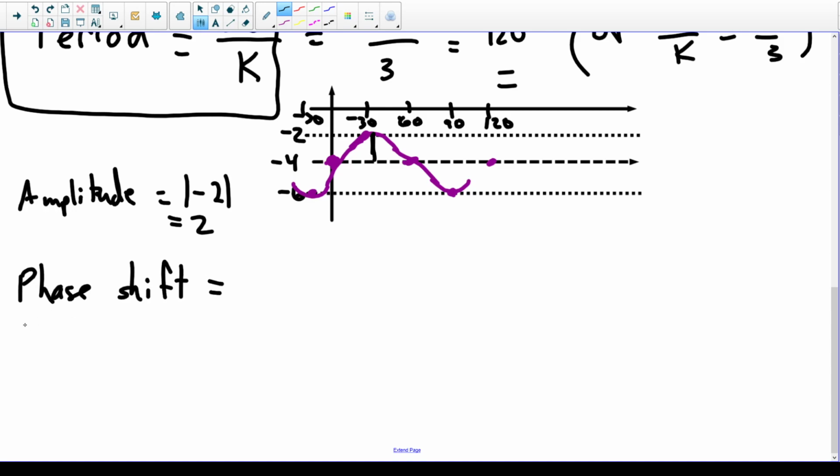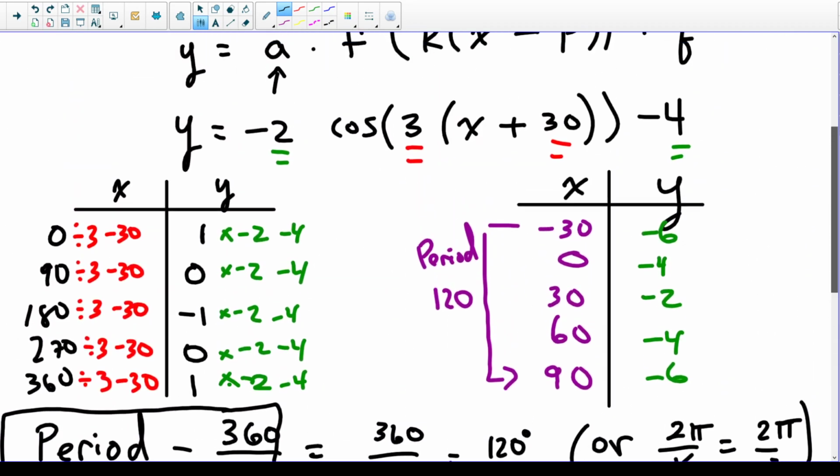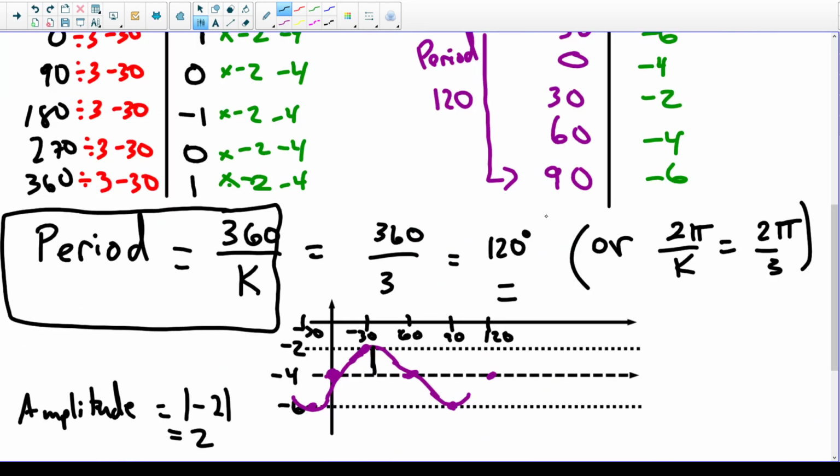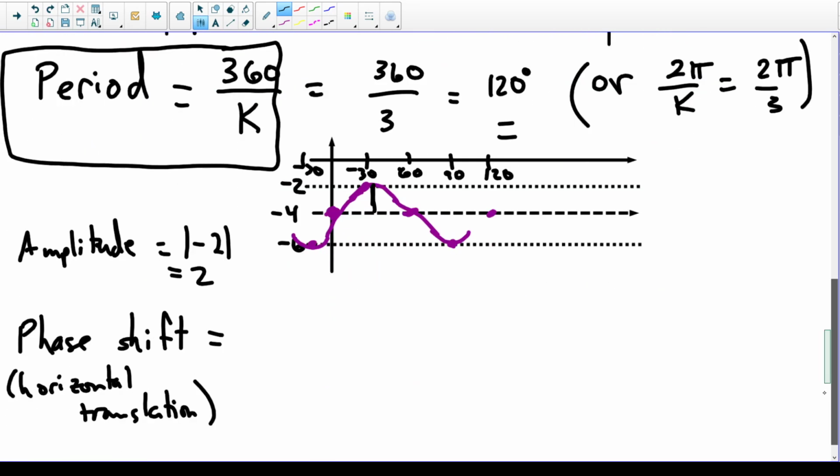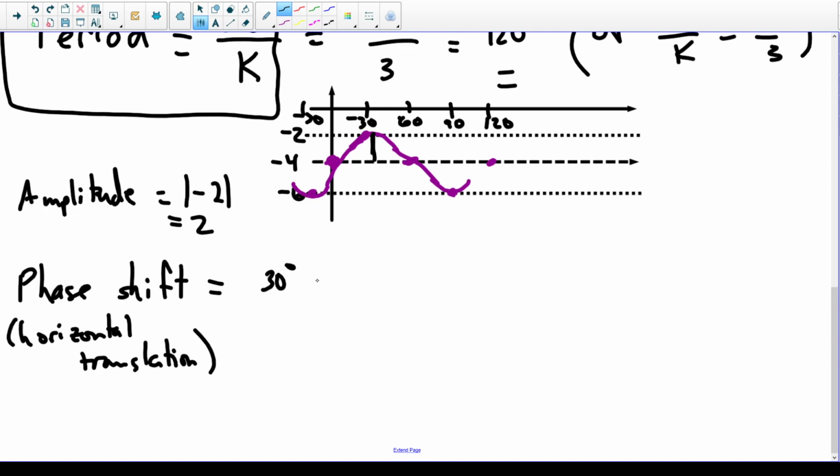Phase shift in trigonometry graphs is just another word for horizontal translation. In fact, I've even heard the word phase shift used for horizontal translations in our other graphs sometimes as well. So how far did the graph shift over to the left or right? Well, again, we can look at the graph, or we can just look at the equation. Plus 30 means a left shift of 30 degrees. So 30 degrees to the left is our phase shift.